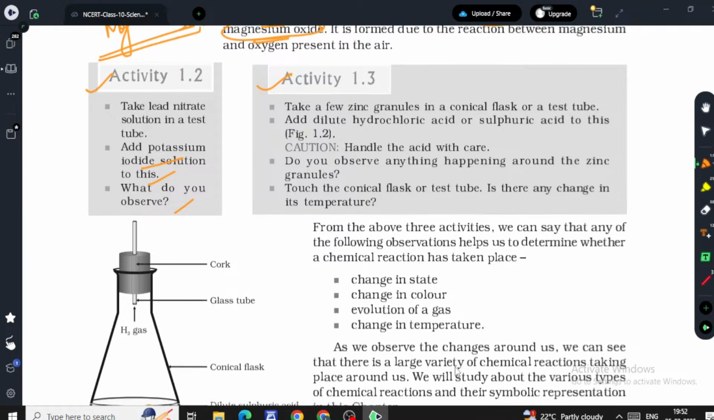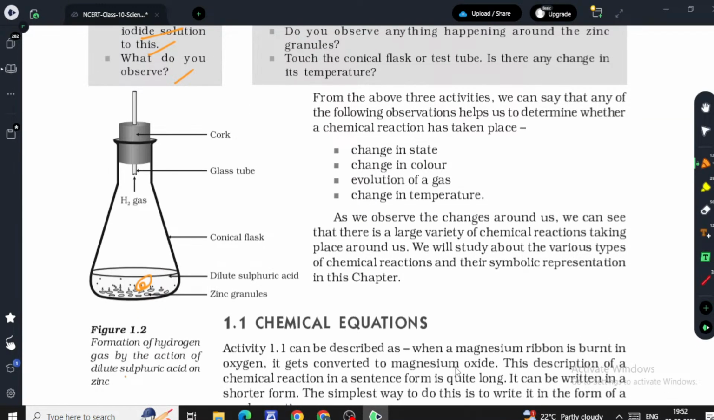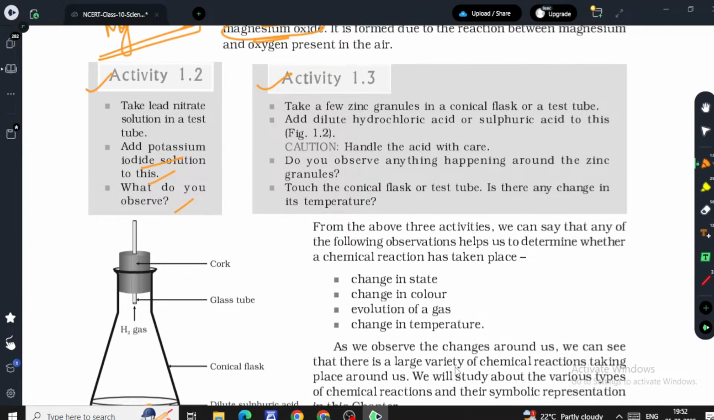And activity 1.3, formation of hydrogen gas by the action of dilute sulfuric acid. Take a few zinc granules in a conical flask or a test tube, add dilute hydrochloric acid or sulfuric acid. This is the diagram, activity 1.3. Okay, handle the acid with care. Do you observe anything happening around the zinc granules? Touch the conical flask or test tube. Is there any change in temperature?